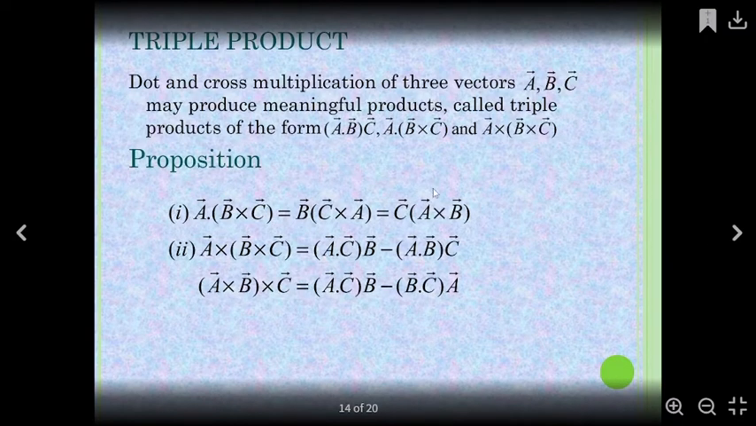Triple product, but triple product is not in the syllabus of mathematics. Dot or cross multiplication of three vectors may produce a meaningful product called the triple product, of the form a dot (b cross c) and a cross (b cross c). a dot (b cross c), b dot (c cross a) or c dot (a cross b). a cross (b cross c) is equal to (a dot c) into b minus (a dot b) into c. Also, a cross (b cross c) means (a dot c) into b minus (b dot c) into a.